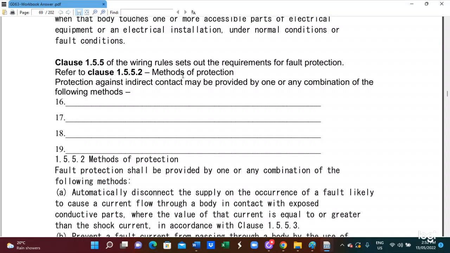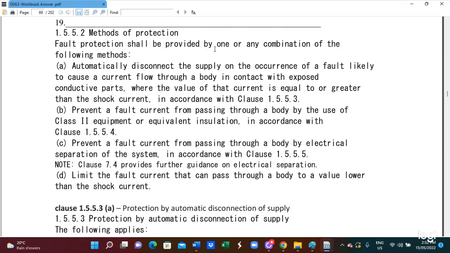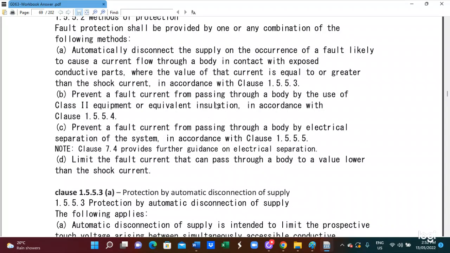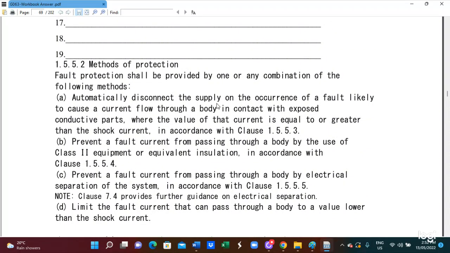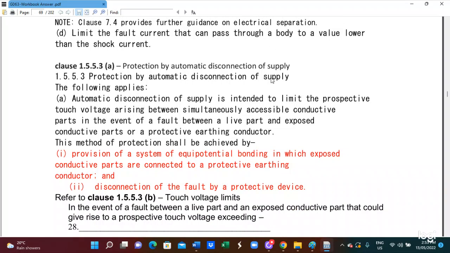Protection against indirect contact may be provided by any one or a combination of the following methods. For the methods of protection, you have to read 1.5.5.2 or three of them. It mentions the earth protection, also the automatic disconnection, preventing the fault current from passing through the body. So those things are included in clause 1.5.5.2 or AF3. And also the protection by automatic disconnection of supply is also important. So we have to follow 1.5.5.3, the protection by automatic disconnection of supply.